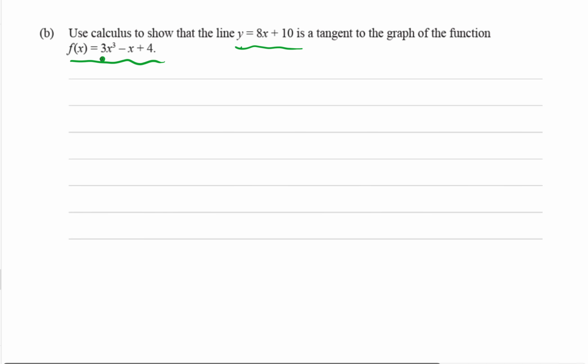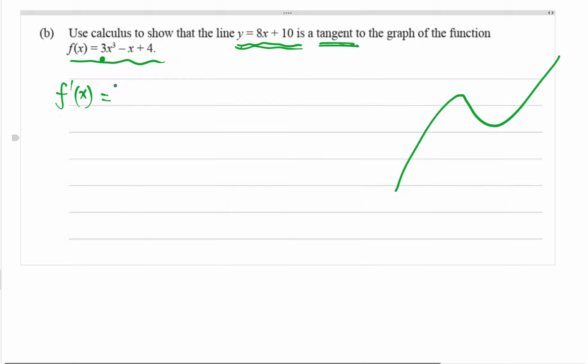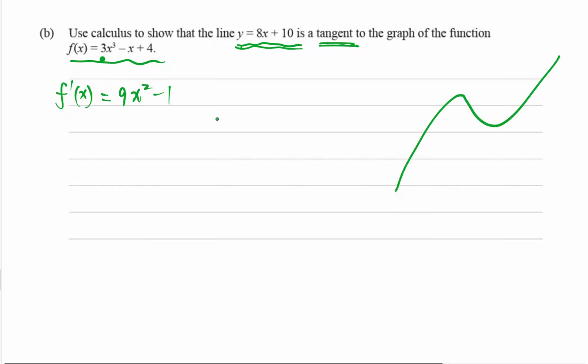The coefficient of the highest power is positive, so it should go up like this. Now the question asks to show why this line is a tangent line to this function. When we talk about the tangent line, we always do the differentiation. So the first step, do the differentiation. I find the gradient function f dash x equals 9x squared minus 1.